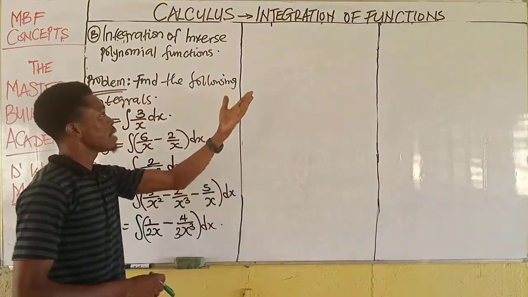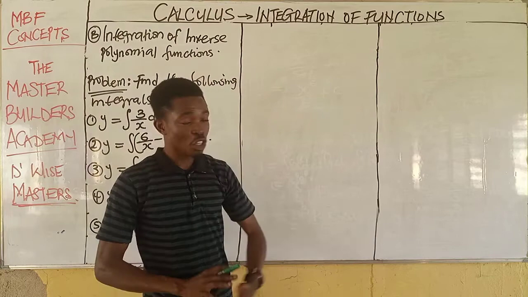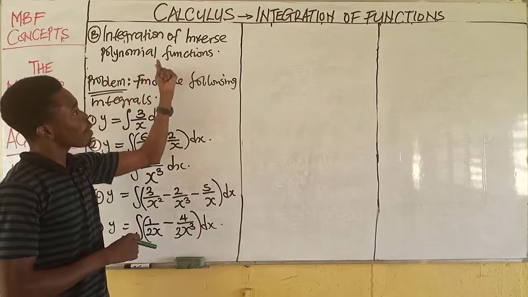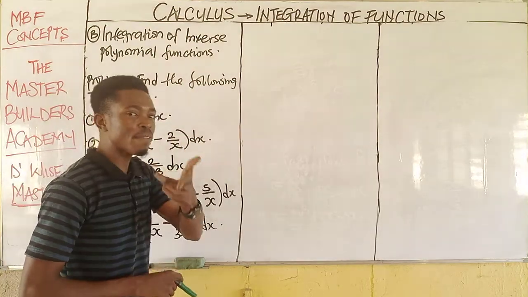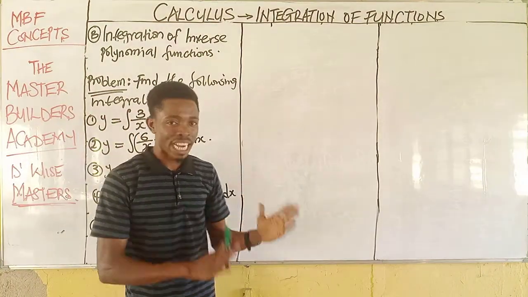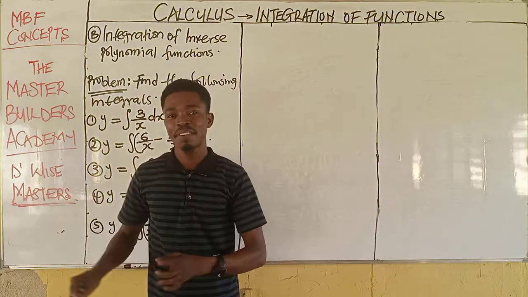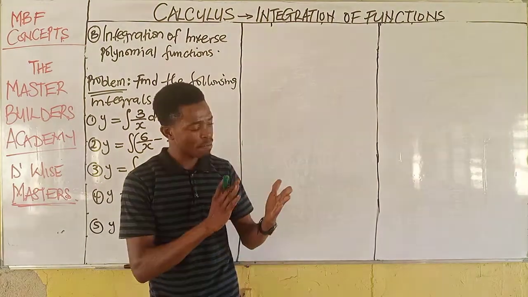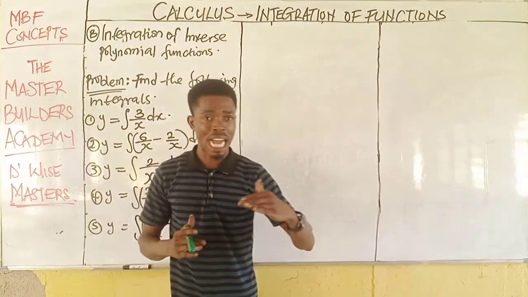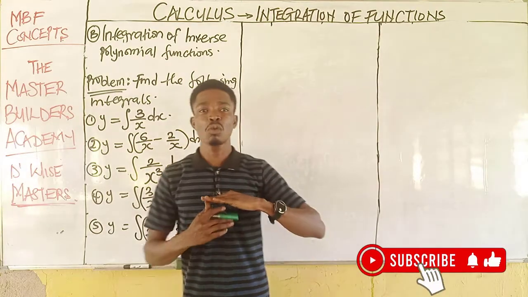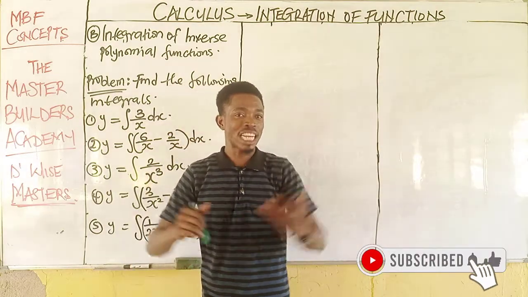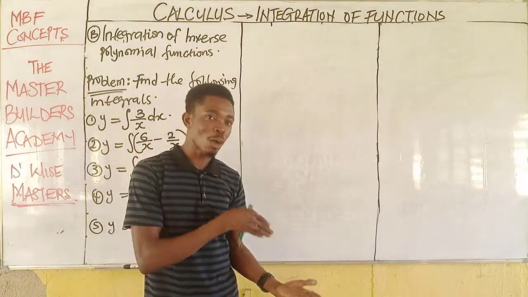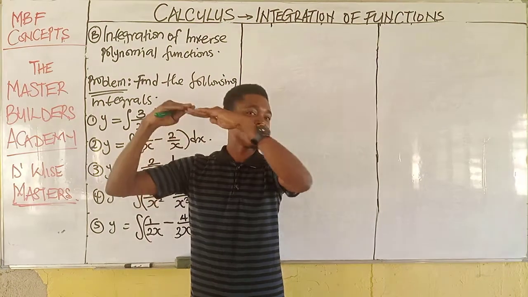On the board, we are looking at integration of functions in calculus. Now we are in part B, integration of inverse polynomial functions. In the previous lesson, I mentioned that we have direct polynomials and we equally have inverse polynomial functions. You have a direct polynomial function when you have a fraction in such a way that the function of x is at the numerator while the constants are at the denominator. But for inverse, the function of x is at the denominator while the constants occupy the numerator.